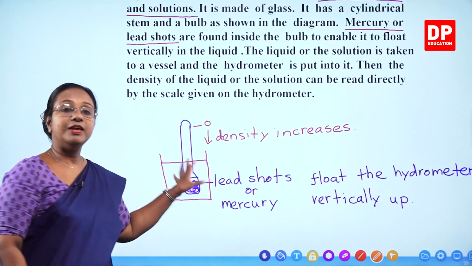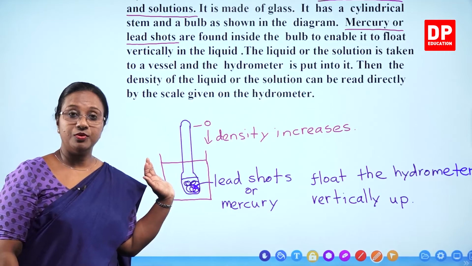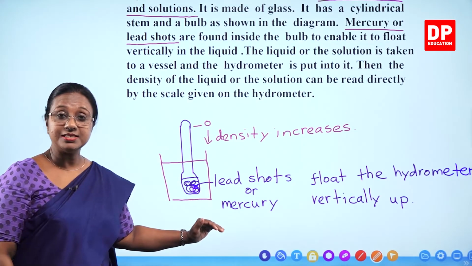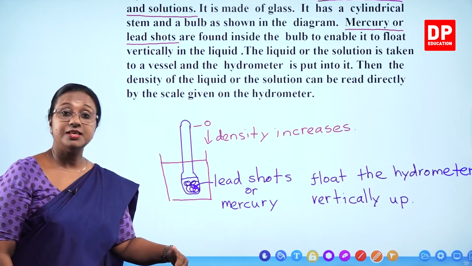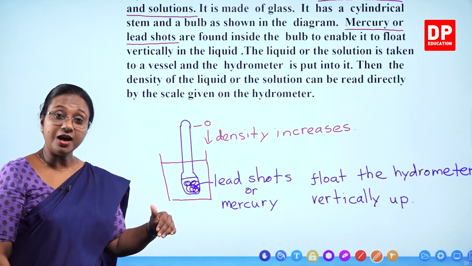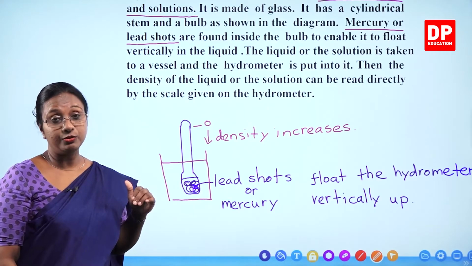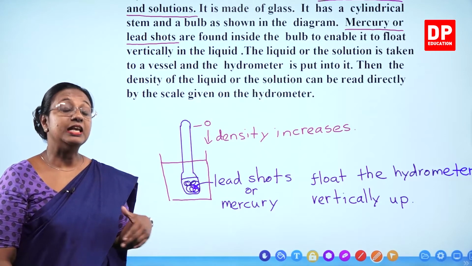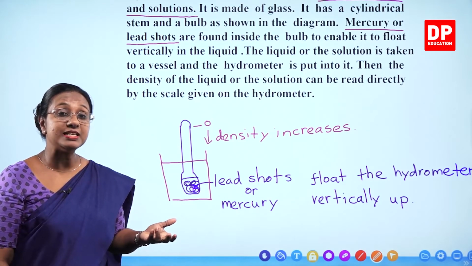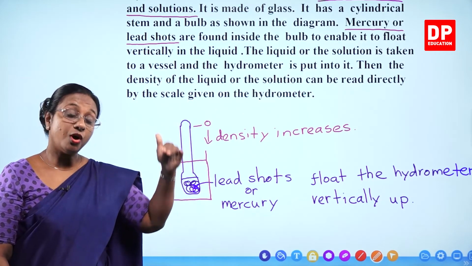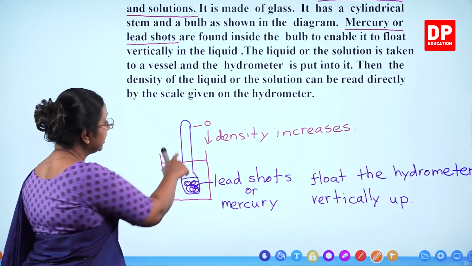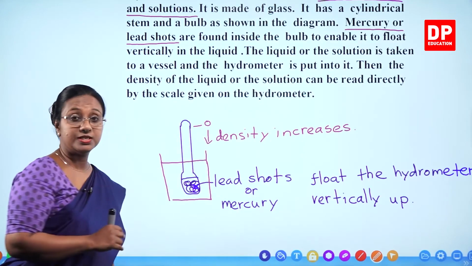Why? We have discussed the concept before. When the upthrust is less, the object sinks further. So, there the density of the fluid or the liquid is usually less. If the density of the fluid is less, upthrust is less. So, the object will sink down. So, the density is a lesser value towards the top.